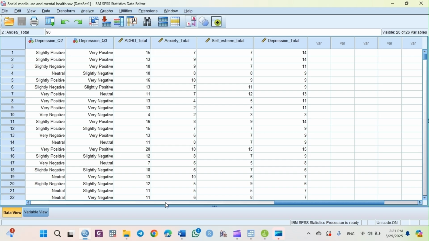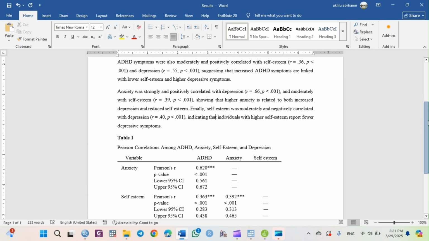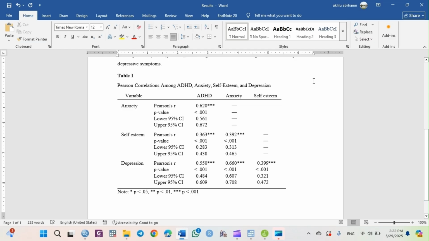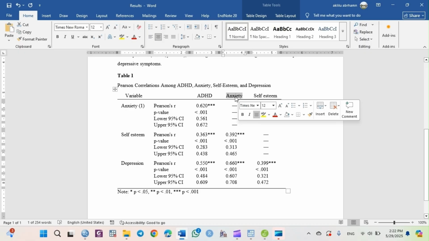The other final thing here is how to report the correlation results. So here is our table. Usually variables will be listed in the rows and in the columns. So you can write variables like this, the full name, or here you can say anxiety, then 1 in brackets. Then in place of anxiety in the columns, you can put just 1, 2, and 3 like that.